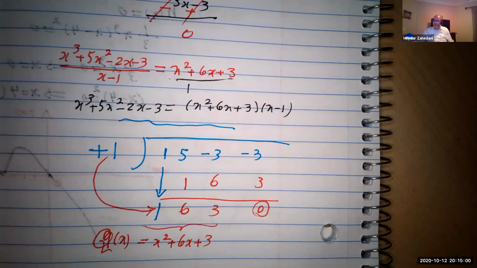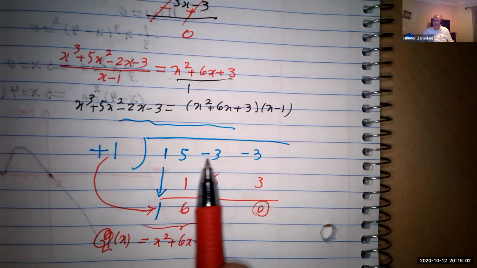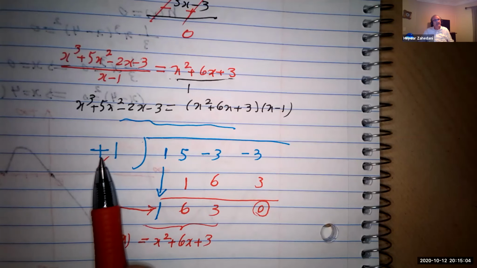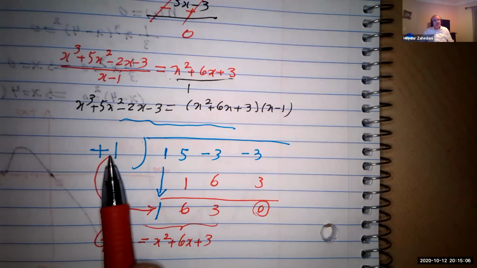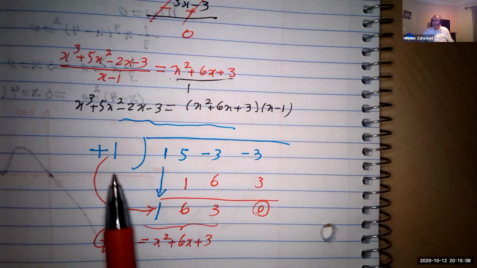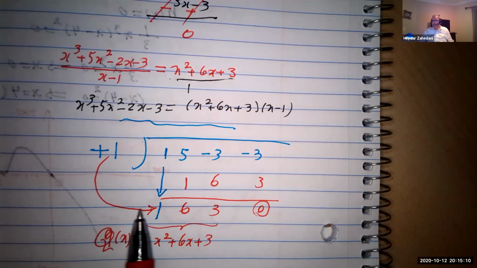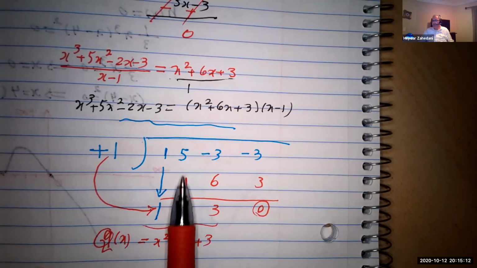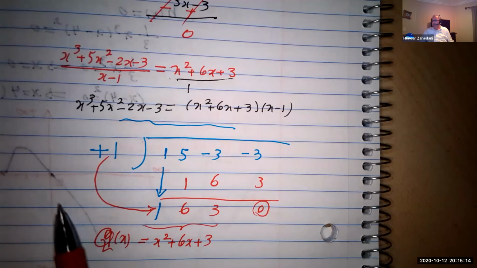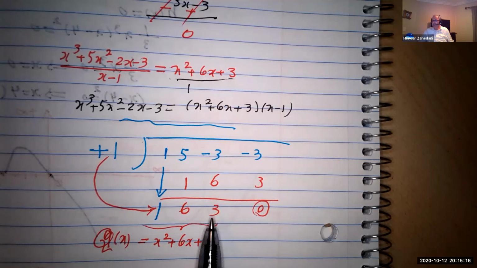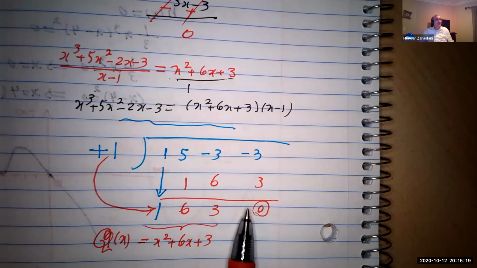So we list the coefficients of the given polynomial. You have to switch the sign here, okay? And you switch the sign, you bring the 1 down, and you start multiplying, you see? 1 times 1 is 1, you add 5 and 1 is 6. You repeat it again. 1 times 6 is 6, you add, that gives you 3, and then you continue. If you get a 0 at the end, it's divisible. And these are going to be, okay, your result, your quotient.